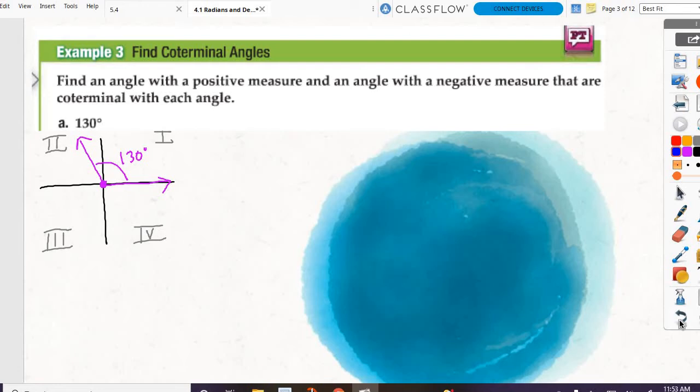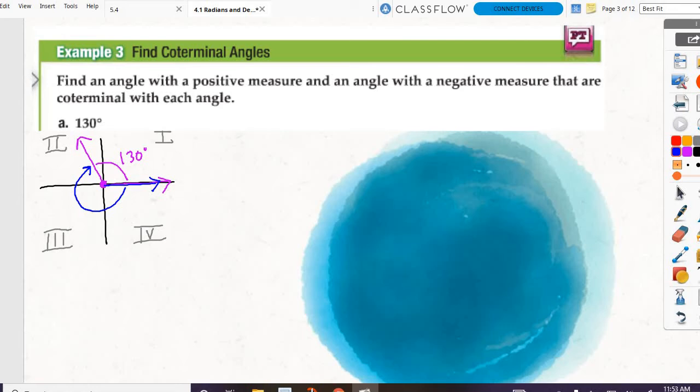So what would be a way then that we could still start on our positive x-axis and end up at the same spot? Like you go clockwise, or you could just add a 360. Correct. So we could either go clockwise and end up at the same spot. Agreed?